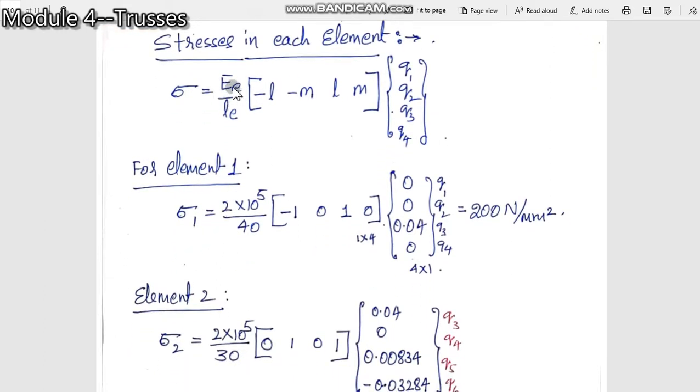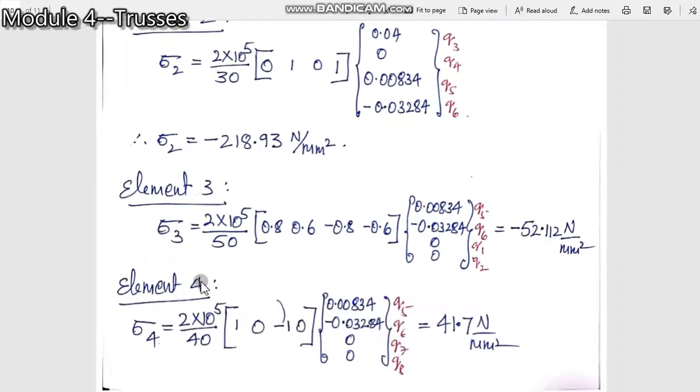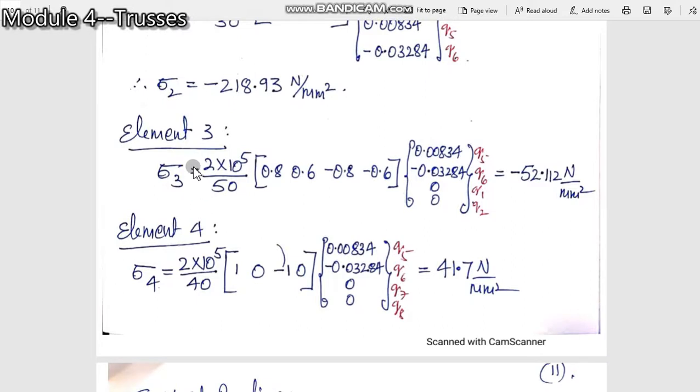With respect to element 1, you can substitute the values of L and M, and Q1, Q2, Q3, Q4. Here the element connectivity comes into the picture: Q1, Q2, Q3, Q4, Q3 is given, so you get 200. Now let us go to element 2. In element 2, again what is important is Q3, Q4, Q5, Q6 as per the element connectivity, and you get minus 218.93. Element 3 is the same thing, with element connectivity Q5, Q6, Q1, Q2. Be careful about this, don't make a mistake here, and you get minus 52.112 Newton per mm square.